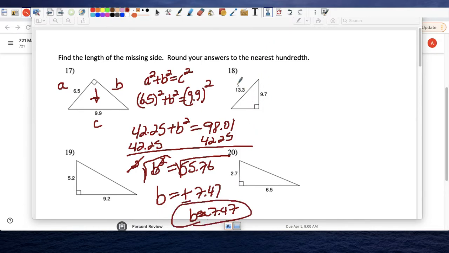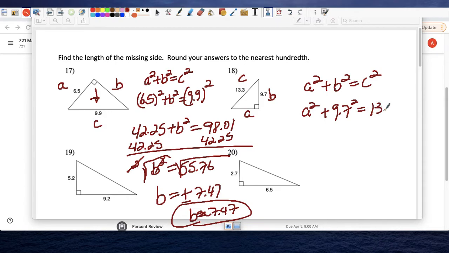Hypotenuse, leg and leg. So A squared plus B squared equals C squared. A squared plus 9.7 to the second power equals 13.3 to the second power. So again, understand that it becomes repetitive, right? So 94.09, but because this is your first time seeing this, you might need a little bit of practice. So 176.89.